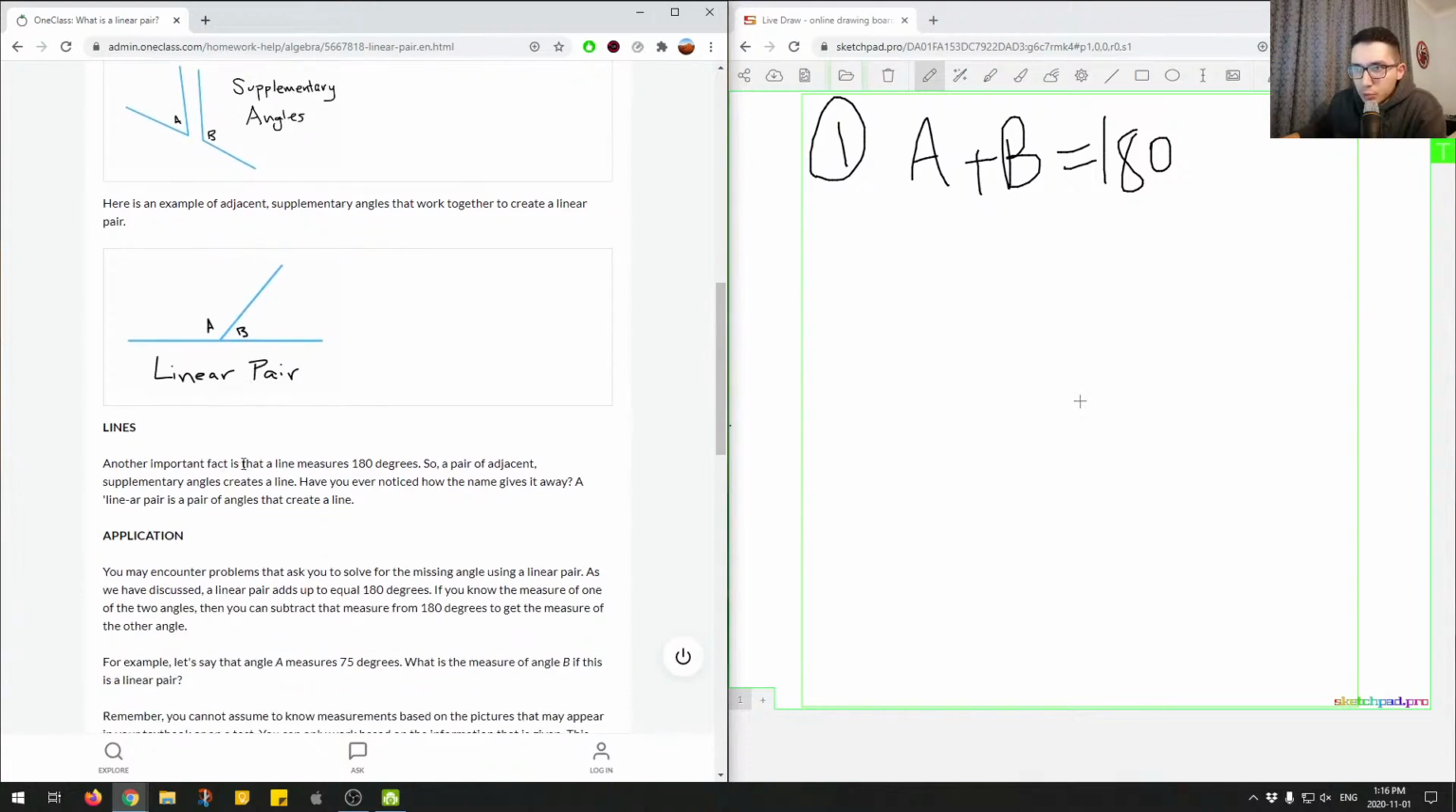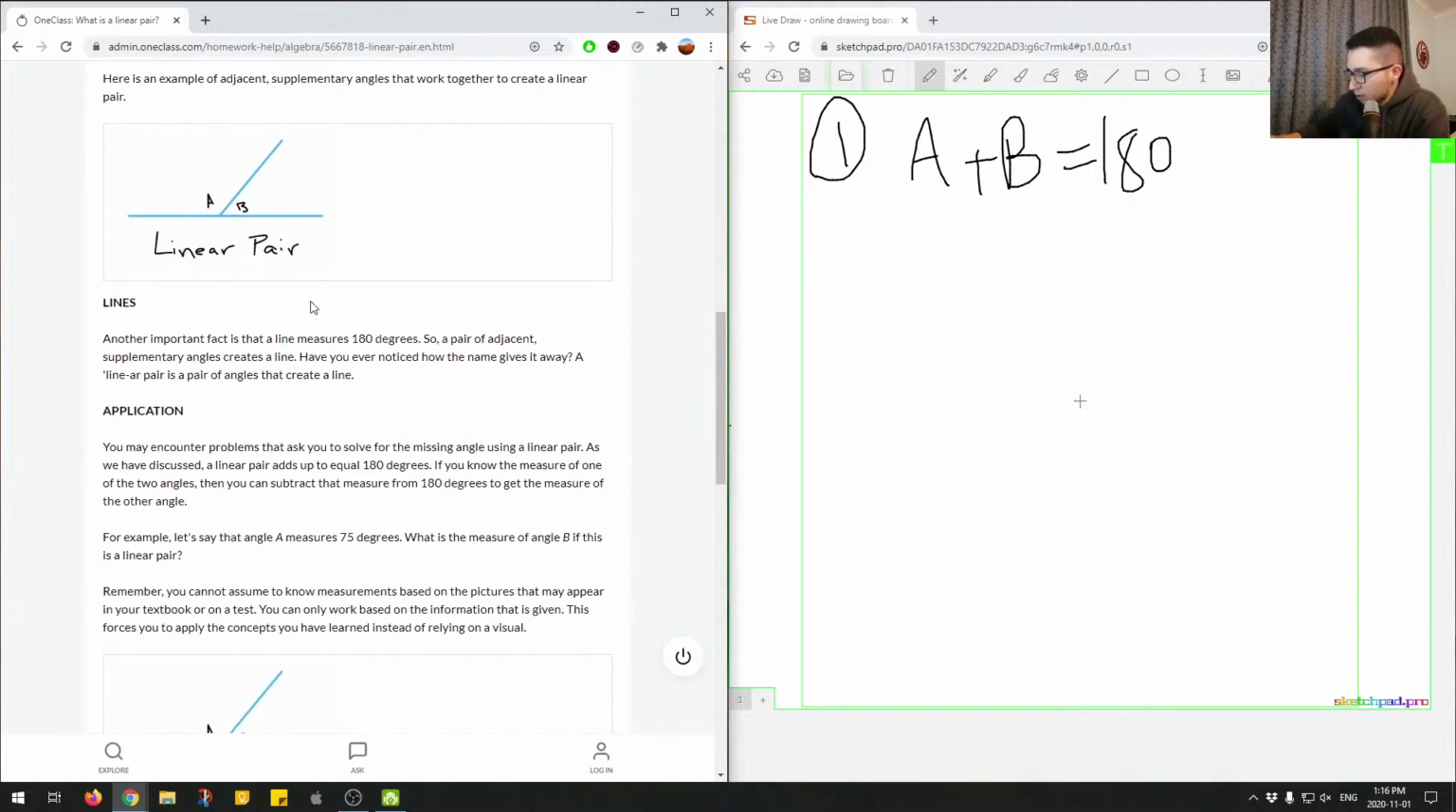Here is an example of adjacent supplementary angles that work together to create a linear pair. We can see that these two are adjacent to each other, right beside each other, and supplementary. They add up to 180. The diagram that you really need to know is you start off, draw a line, and then draw a dot somewhere, and then essentially you can draw this line anywhere.